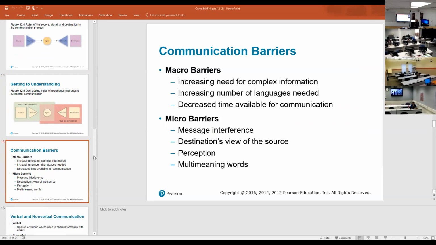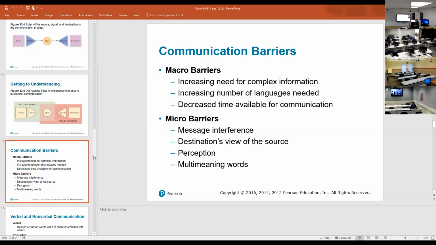Barriers are something that's going to stop that communication from being helpful. We have macro, which means big picture barriers, and micro barriers, little things. The macro barriers: we're all going to be subject to complex information. Our information is more and more complex out there. We're also getting an increasing number of languages being needed. You may have foreign subsidiaries or just customers in other countries and so on. And when you don't have the same language, that makes things very complicated.